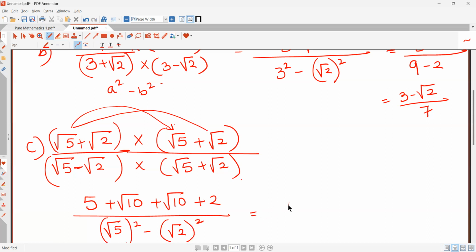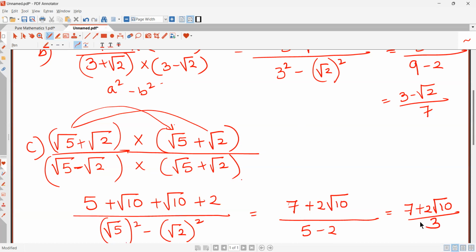Now, 5 plus 2 is what? 7. Root 10 plus root 10 is going to be 2 root 10. If I'm going fast, do let me know as well. Divided by: what is root of 5 square? 5. And what is root 2 square? 2. So 5 minus 2 is going to be how much? 3. So 7 plus 2 root 10 divided by 3. That's your answer. Online, please do this. I'll pause the recording. If you do not understand, tell me. I will explain again.